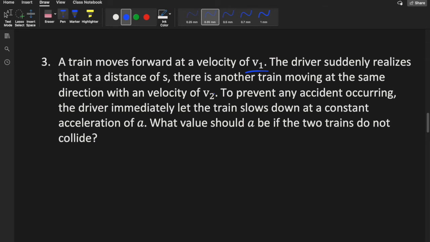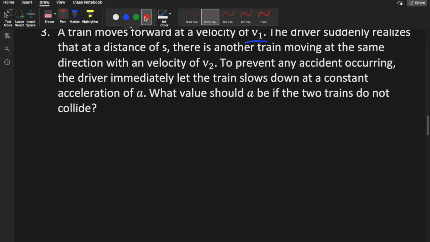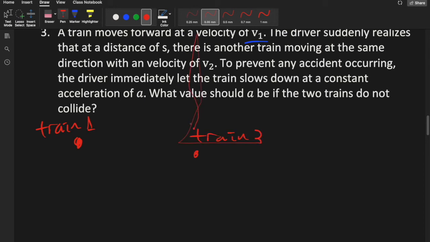Well, let me draw a picture here. So this is train 1, and then train 2, right? And this one is moving at a velocity of v1. This is moving at a velocity of v2. So what will happen if they collide with each other?